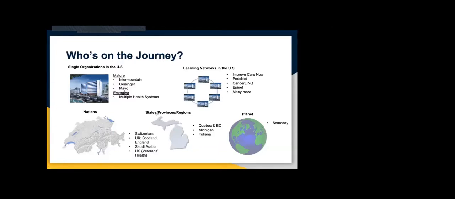States, provinces, and regions, both in Canada and the United States, are becoming learning health systems within their own boundaries. Entire nations, Switzerland, the UK, Saudi Arabia, and the US through the Veterans Health Administration, are becoming learning health systems at national scale. And there are those of us who envision a global learning health system someday, and perhaps a global learning health system would put us in a much better position to fight future pandemics, such as the one that we are living through now. Next slide, please.